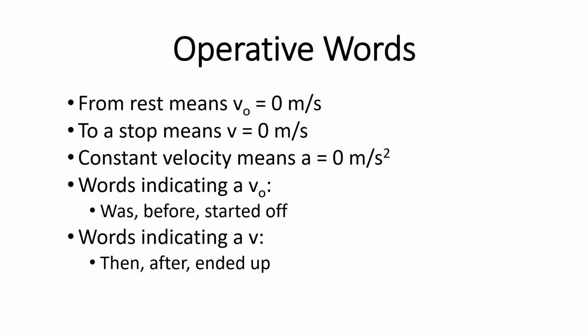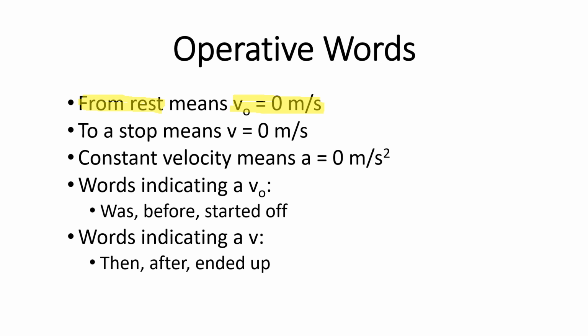Because then there's also operative words. I told you that words can indicate what value you have. But what if you're just lacking a number altogether? It is entirely possible that you could just see the words "from rest" in a problem. And if you do, you must know that that means the v0, the initial velocity, is 0.